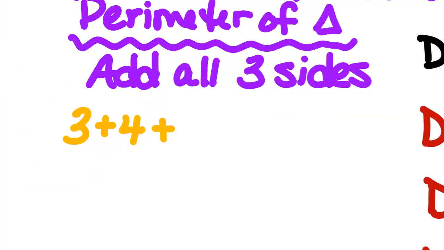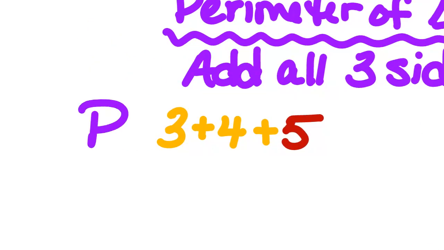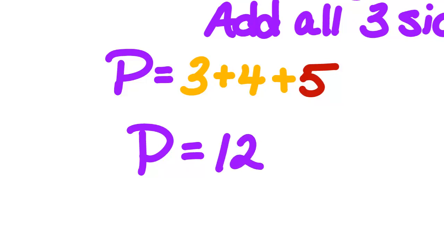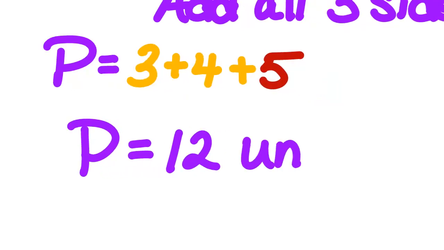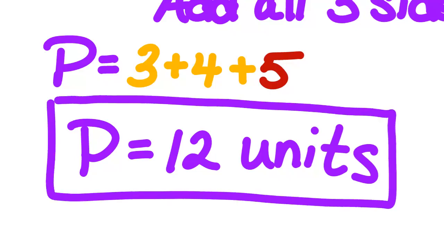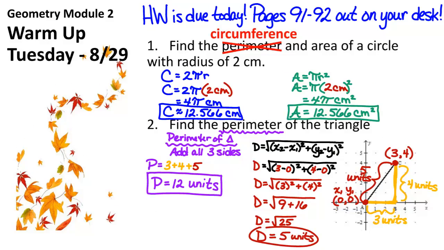We can come over here, 3 plus 4 plus 5. What is 3 plus 4 plus 5? 12. So I have 12 units for our perimeter of that triangle there in the picture. We got lucky this time. It doesn't normally come out nice and pretty when we do a square root, does it? If it doesn't come out nice and pretty, put it in its exact form over here and then put it in your calculator. Did you have a question?